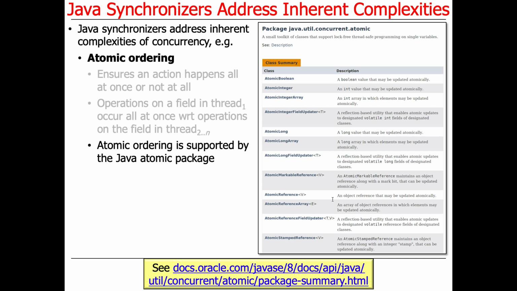Atomic ordering is supported by the Java Atomic package. We'll talk a lot more about that later. There's a package called Atomic, and it's got a bunch of interesting things in it. You'll get a chance to play around with some of these in the next assignment. I think you end up using AtomicBoolean, which is kind of a cool class that very efficiently checks if something is true and checks if something is false. And you can update the AtomicBoolean from true to false in an atomic way, which is kind of the point.